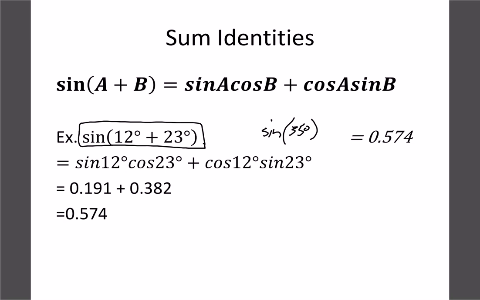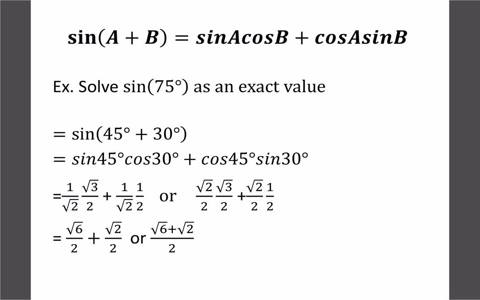The identity says take the sine of the first, so sine 12, cos of the second, cos 23, then we add cos 12 and sine 23. If we actually do those on our calculators, we see that our answers are indeed the same. So quite often what we're going to do is solve these as exact values, and sometimes we'll work backwards.